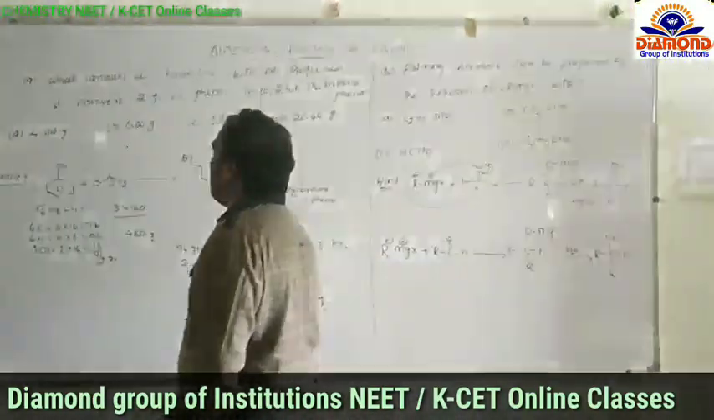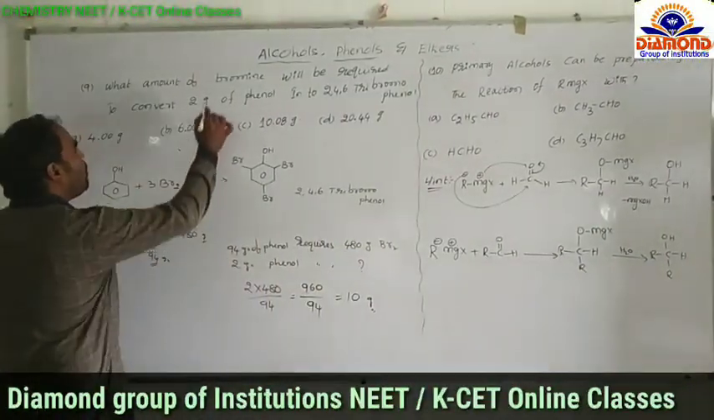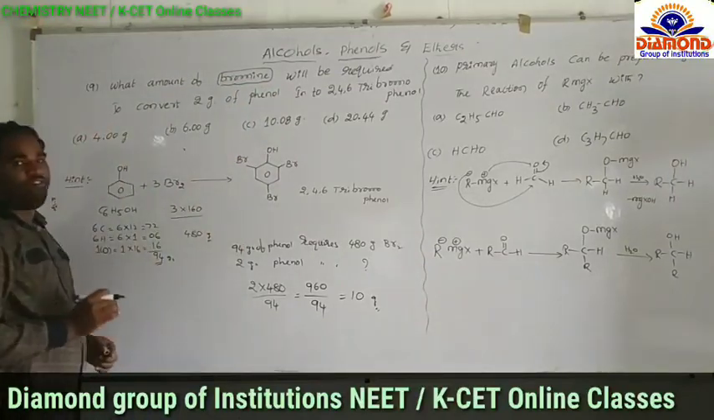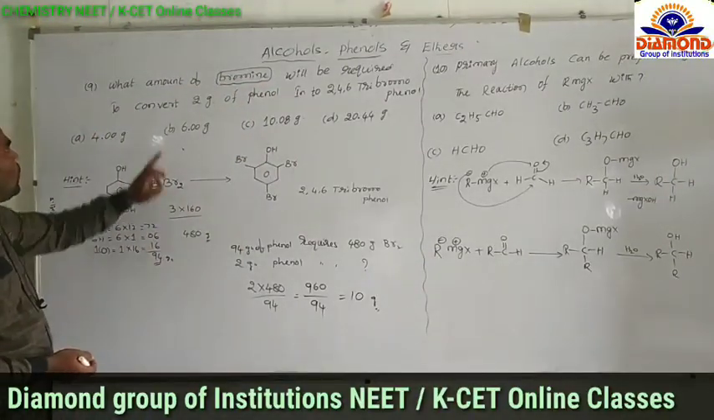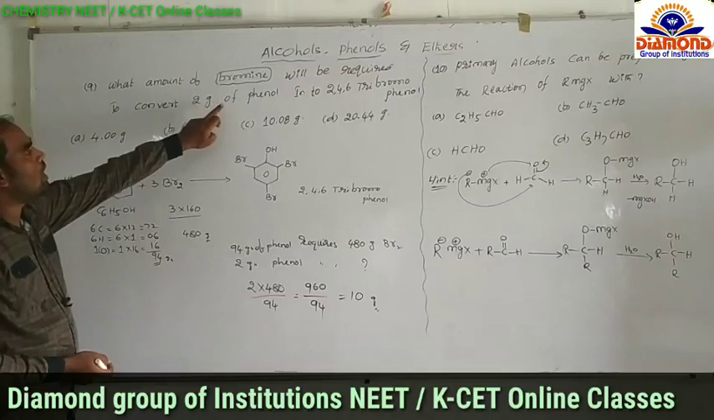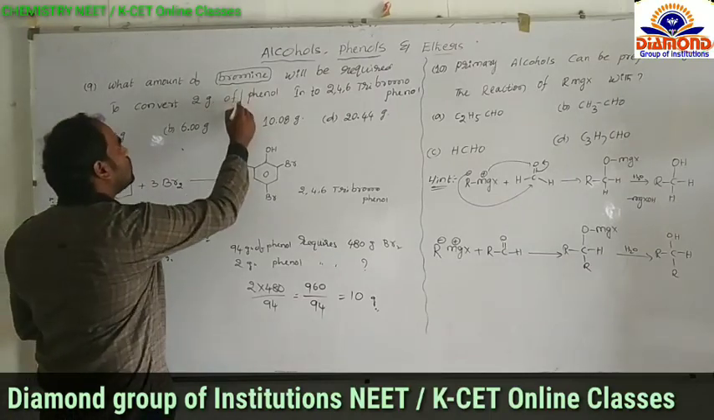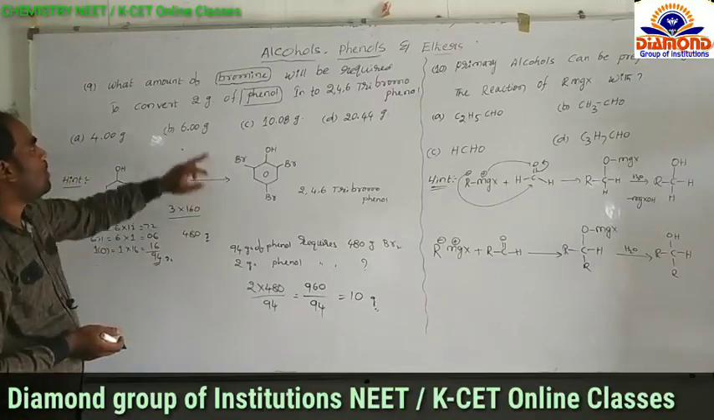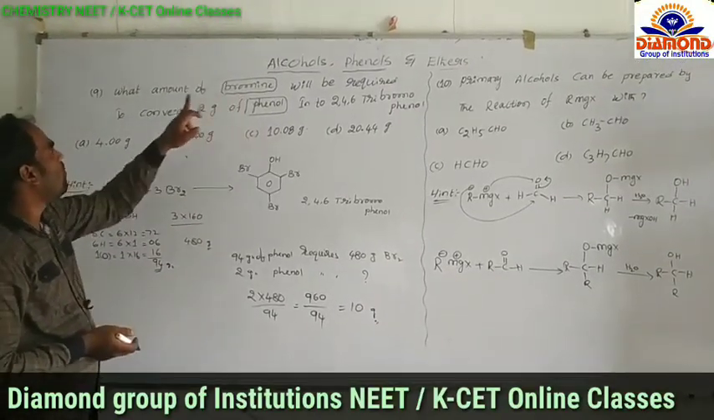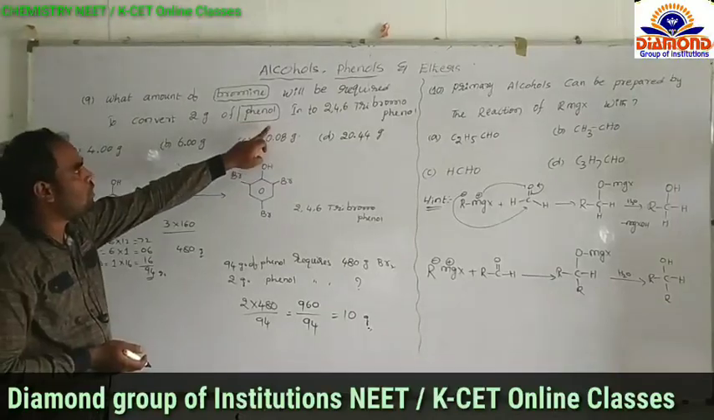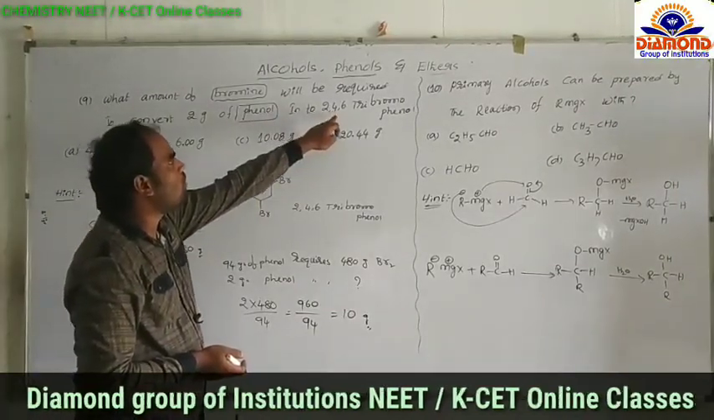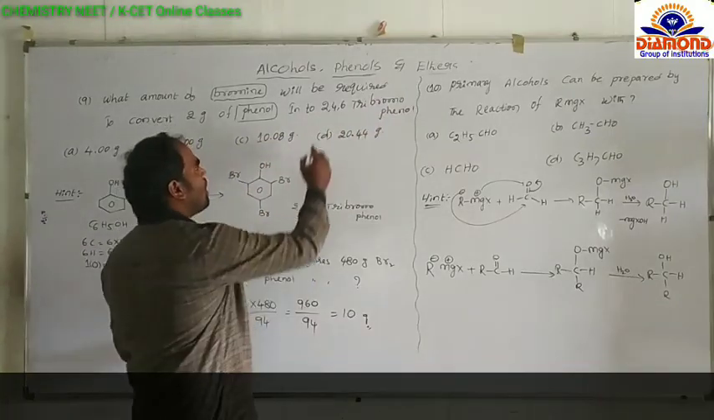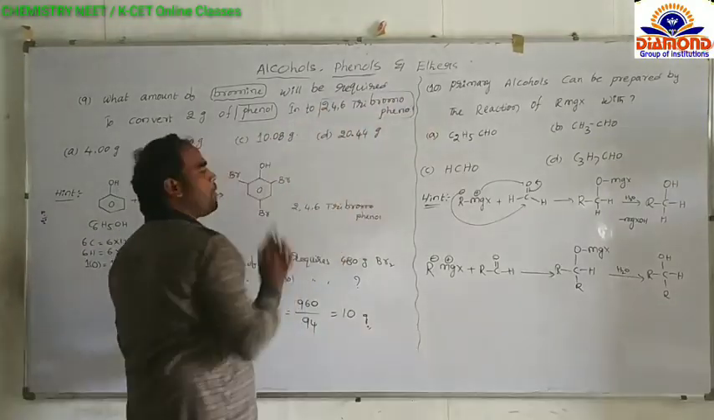Question: what amount of bromine will be required to convert 2 grams of phenol? So these two reactants, students, phenol and bromine. What amount of bromine will be required to convert 2 grams of phenol into 2,4,6 tribromophenol? So 2,4,6 tribromophenol is the product.